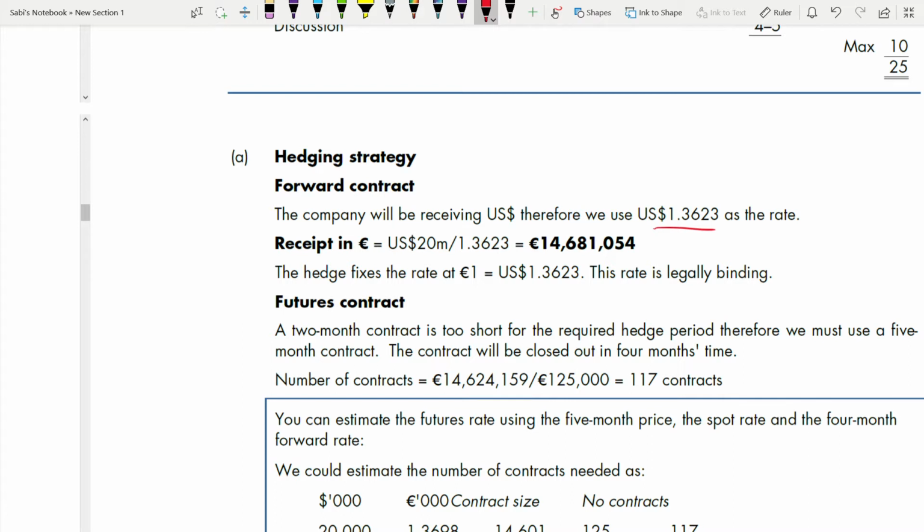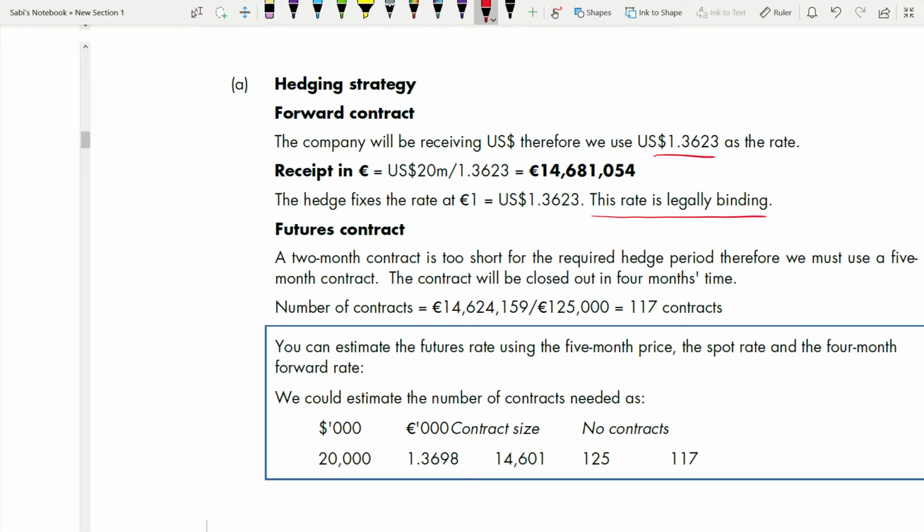So you need to convert this into euro, right? Divide it by 20 million and the rate you are getting. Now the hedge fixes the rate at this. This rate is legally binding, right? This you have to talk about. Forward means what? It is binding. It is fixed. That rate is fixed.